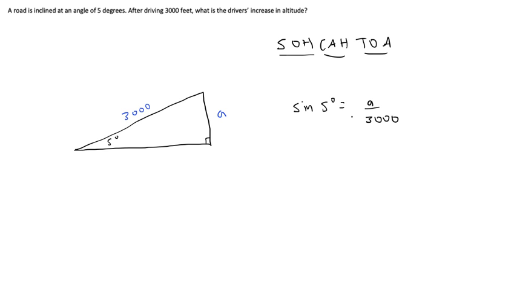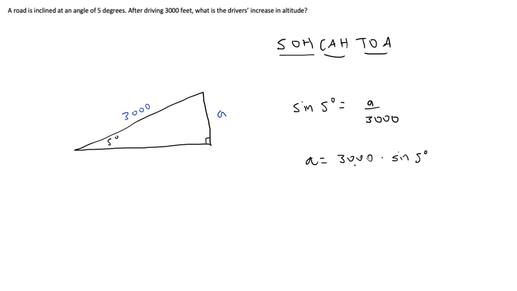So just by doing the math here to solve for A, A will equal 3,000 times the sine of 5 degrees. Now in this case, you do have to use a calculator in order to get this answer. Also, we're using degrees, right? 5 degrees. So in your calculator, you want to make sure you're in degree mode.